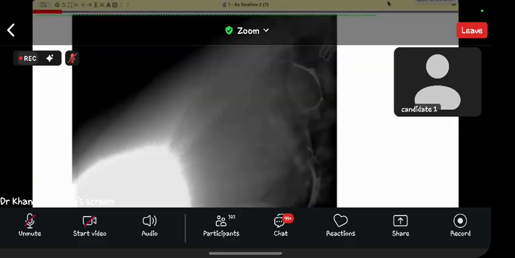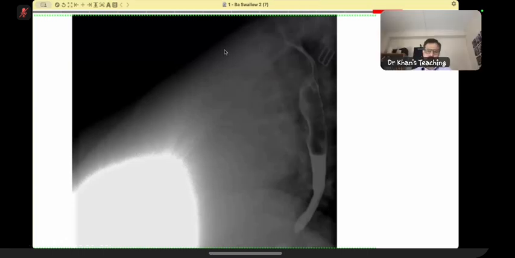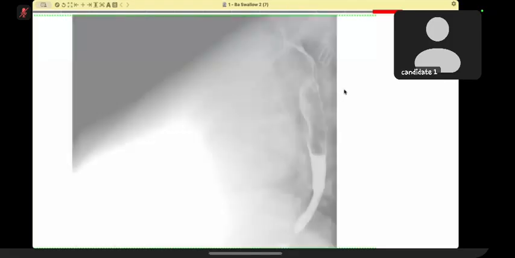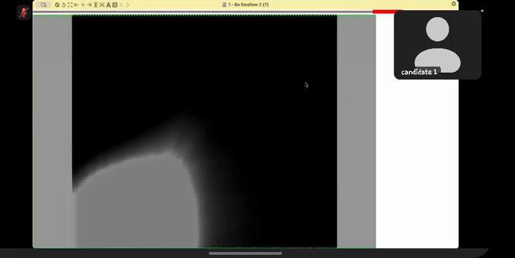So, yeah, over to you. So these are dynamic sequences of the upper GI study, where I can appreciate that the contrast. Hold on. Yeah. Now carry on. Yeah.